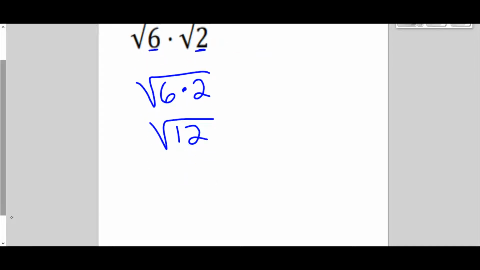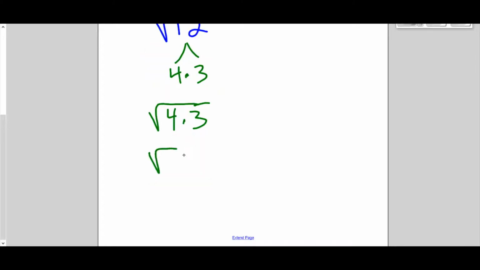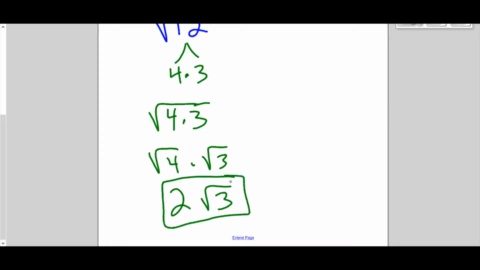And then, can we reduce 12? Well, let me show it this way: 4 times 3. So 4 is your perfect square, and 3 is the number that's not a perfect square. So this gets you the square root of 4 times 3. And if you recall, this is the square root of 4 times the square root of 3. Notice the square root of 4 is 2, so this is 2 square root of 3.